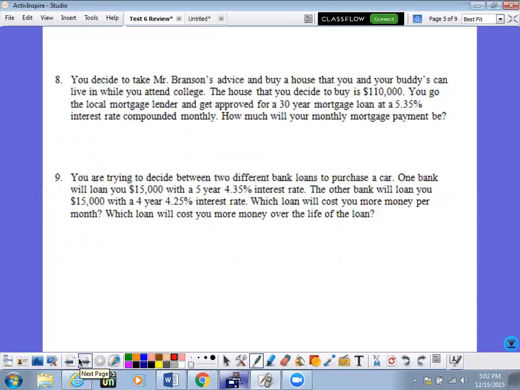Number 8 says you decide to take Mr. Branson's advice and buy a house that you and your buddies can live in while you attend college. The house that you decide to buy is $110,000. You go to the local mortgage lender and get approved for a 30-year mortgage loan at 5.35% interest rate compounded monthly. How much will your monthly mortgage payment be? So this is a loan.